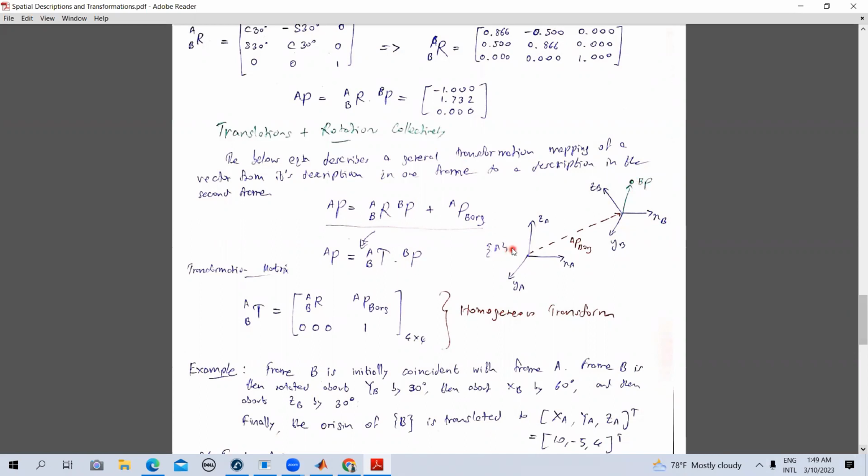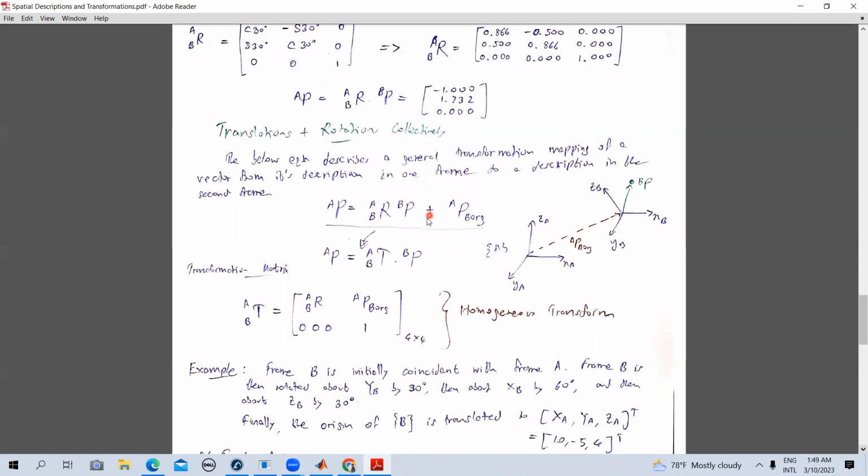So what we simply do is we first find the rotation, right? That's the general practice. We find the rotation of B with respect to A, which is given by this rotation matrix. Then we multiply that by this position vector, and then we add this particular offset, because we added the position vectors earlier.